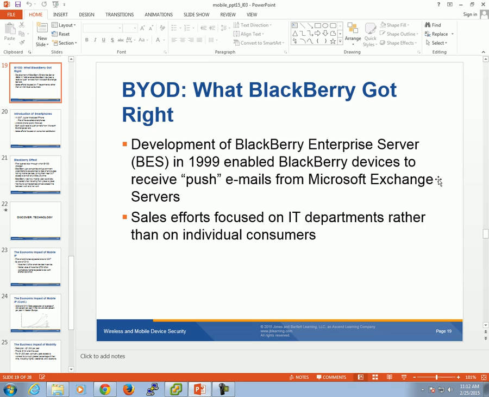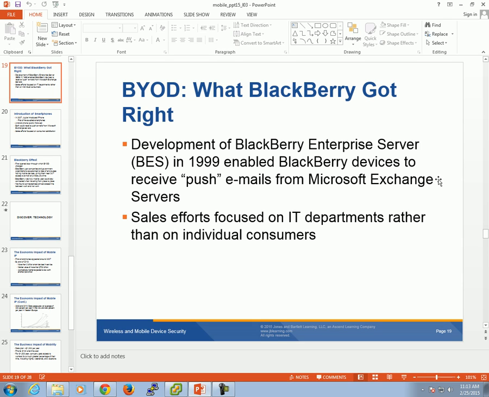But the point is, BlackBerry came out, and it was developed for an IT department. So it was made for managers, it was made for IT. It really wasn't focused around individual customers, even though it was used quite a bit. It enabled push email. Y'all know what push email is? What push email is, your phone will beep when you get an email.